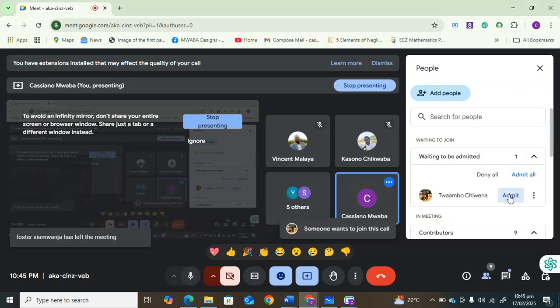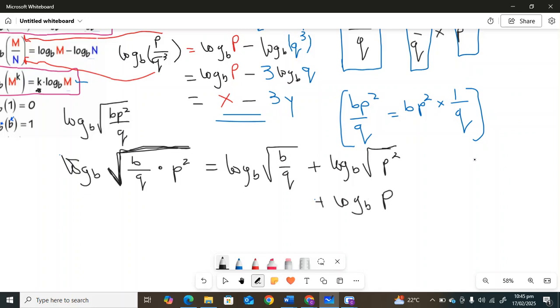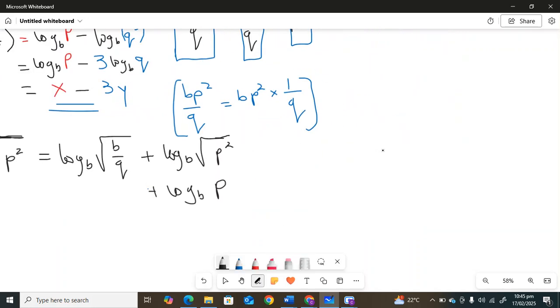Now on the other side, let me just show you one law of indices which we're going to apply. x to the power 1 over 2 is the same as the square root of x to the power 1. These are amongst the laws of indices. So we're going to apply this law here.